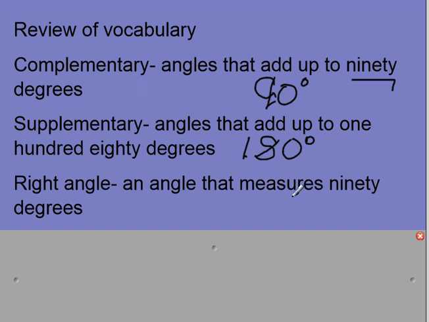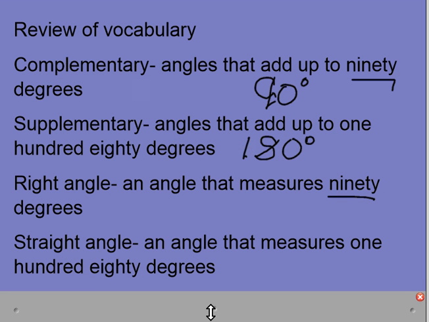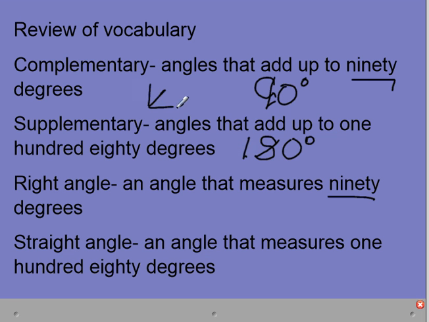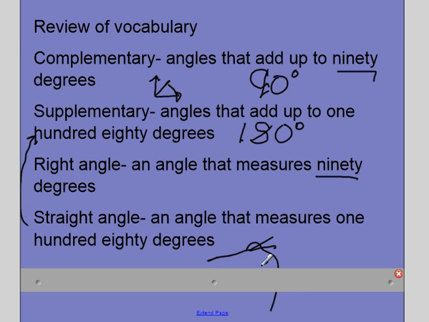Next, a right angle is an angle that measures 90 degrees, and a straight angle is an angle that measures 180 degrees. These are connected because if you have two complementary angles that are right next to each other, that are adjacent, then together they're going to make a right angle. And a straight angle, which measures 180 degrees, matches up with supplementary angles. If you have two angles that are supplementary and right next to each other, they are going to add up to a total of 180 degrees. They're going to be a straight angle.